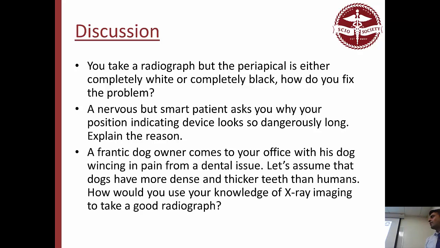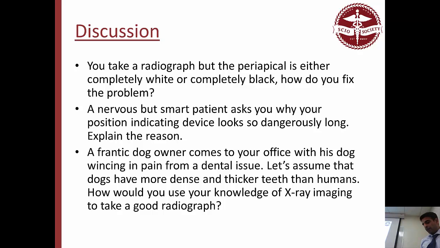Sure. And then lastly, this one's a more complicated one, so just take your time. So a frantic dog owner comes to your office with his dog wincing in pain from a dental issue. Let's assume that dogs have more dense and thicker teeth than humans. How would you use your knowledge of X-ray imaging to take a good radiograph? So what would you have to do? You have to increase penetrance. Okay, fantastic. That's one of the things. So you have to increase penetrance. What else?